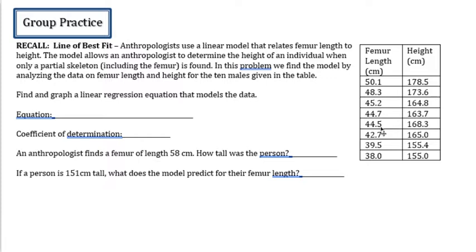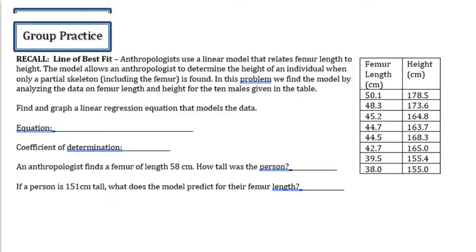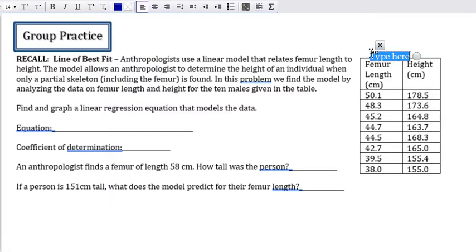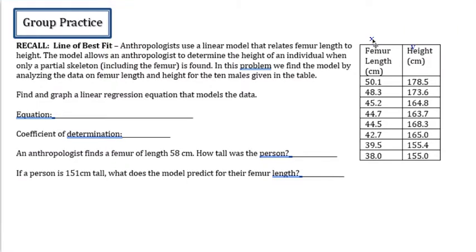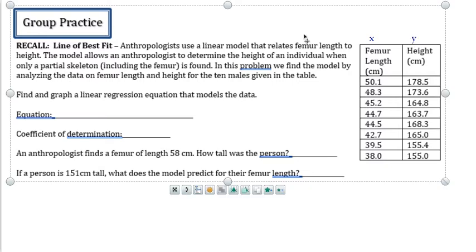So this is a bunch of data that anthropologists use. If they dig up a bone, a leg bone, a femur bone, they can go back and say, all right, the person who owned this bone was this tall, was this height in centimeters, okay? So the input is the femur length, and the output is the height of the person, okay? So x and y. And I would highly recommend that you label your data like this so that you know what your equation actually means by the time you get it back, okay?